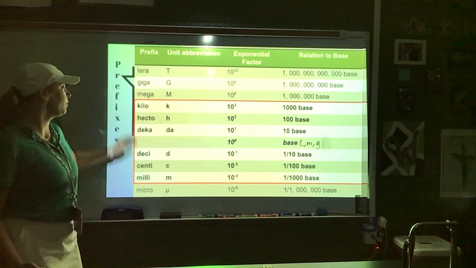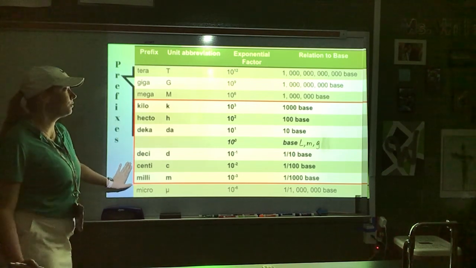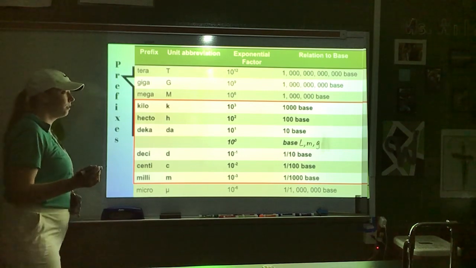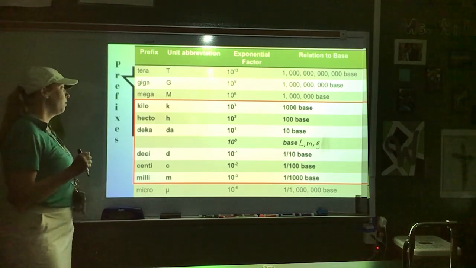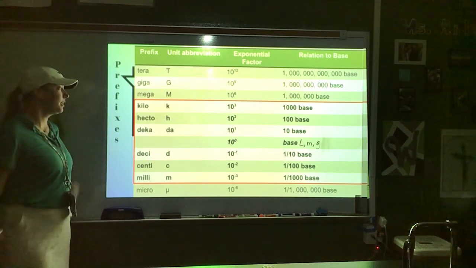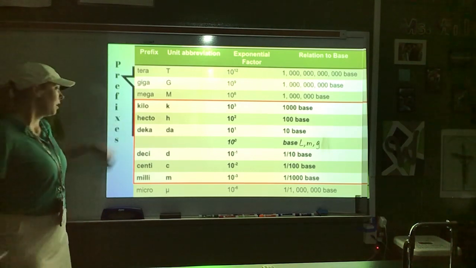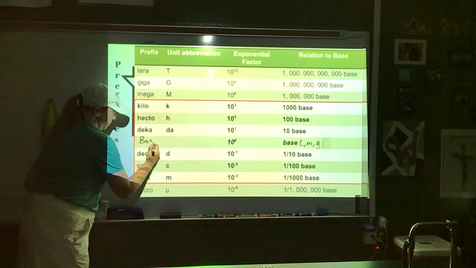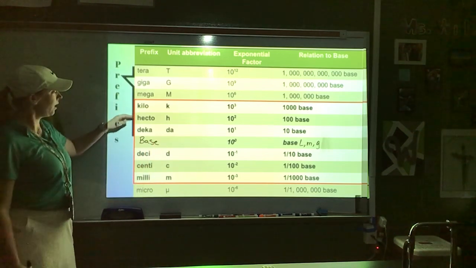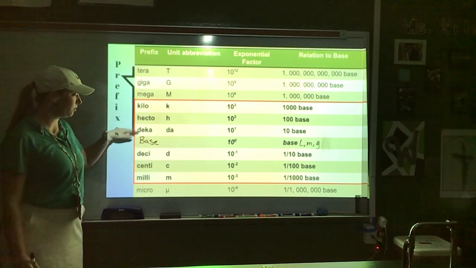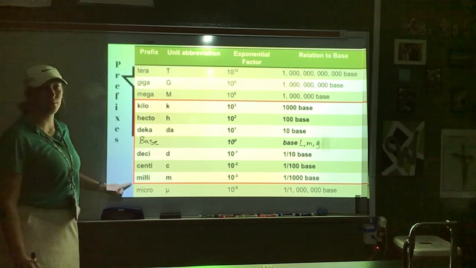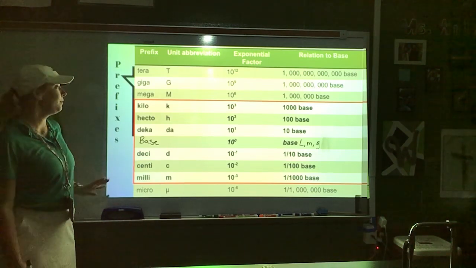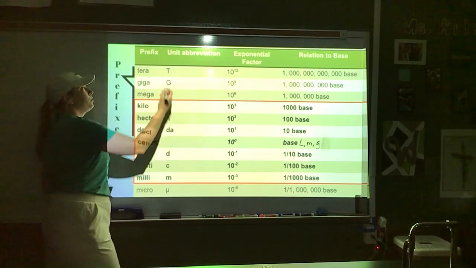So a way to remember this, because you will need to know how to use it, is by a little acronym or a little saying. I say King Henry died. We have our base. So King Henry died, base, so we skip it, drinking chocolate milk. To me, that's the easiest way to remember it. You can also write it out.